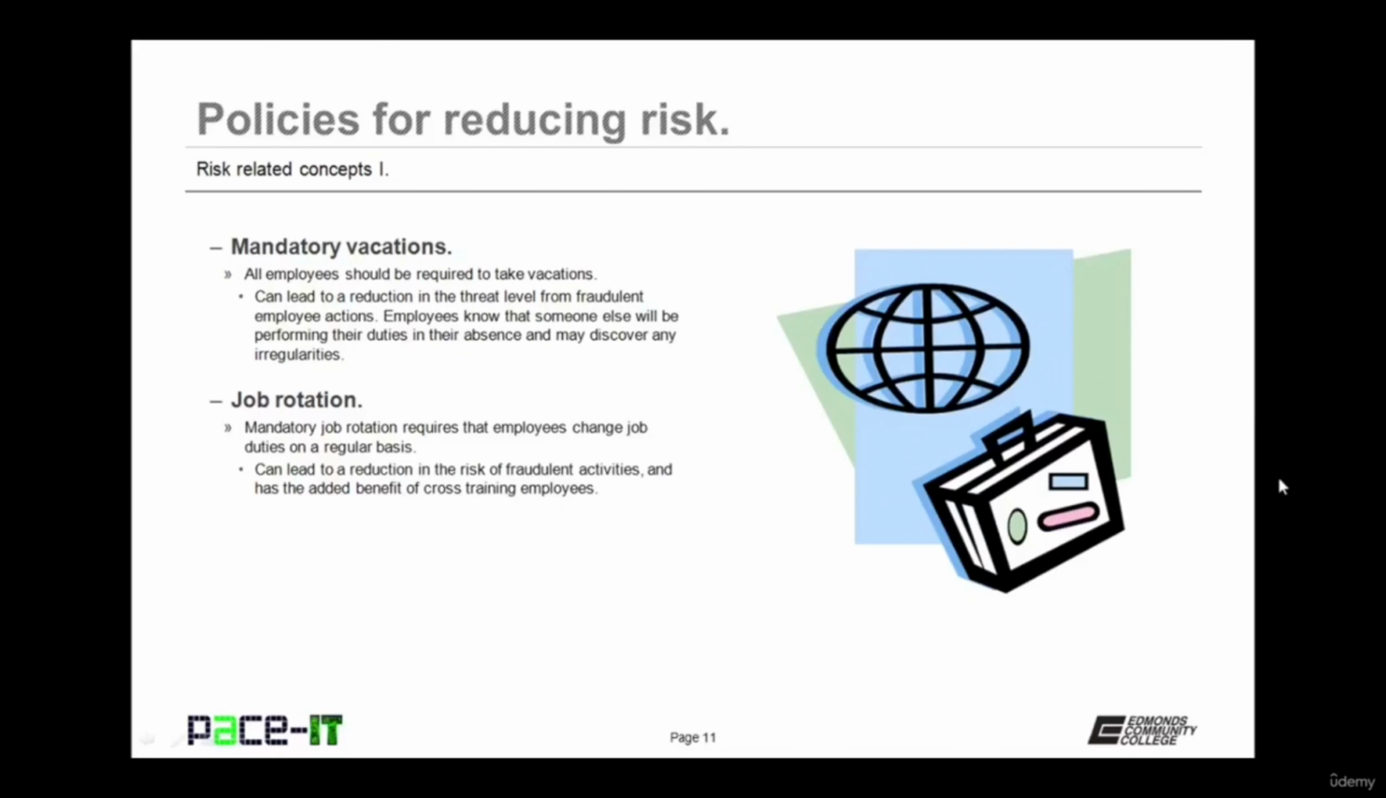And finally, there's job rotation. Mandatory job rotation requires that employees change job duties on a regular basis. This can lead to a reduction in the risk of fraudulent activities and has the added benefit of cross-training employees, especially for those critical tasks.